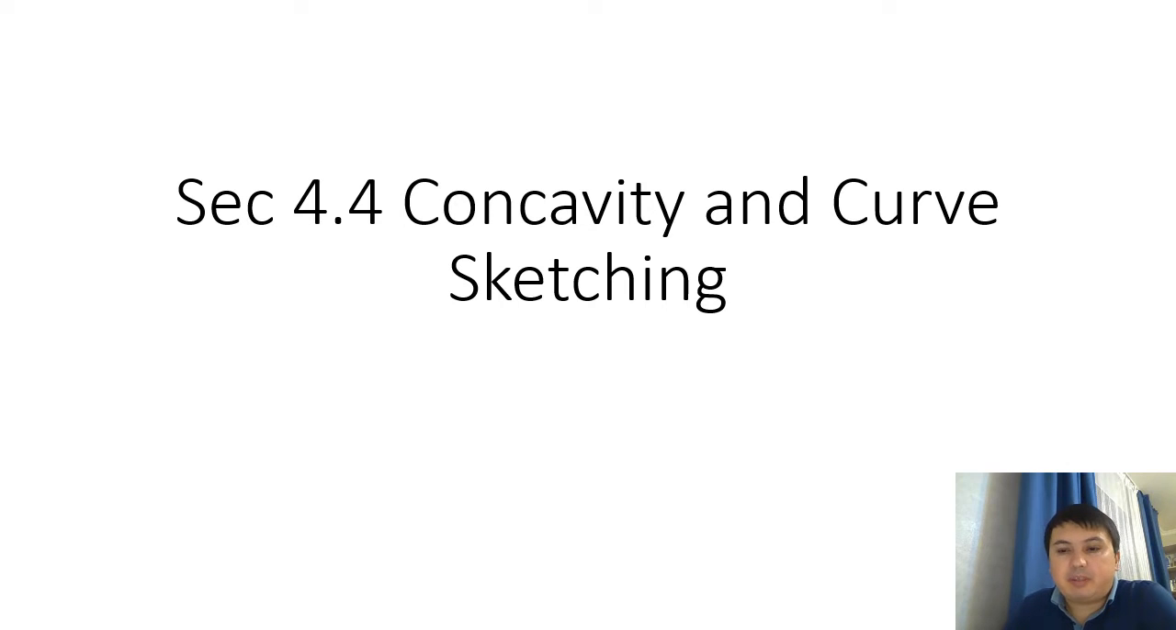Hey guys, if I want to sketch a graph of a function as accurately as possible, what do I need? Well, I might need end behavior, right? So what happens as x goes to plus or minus infinity, whether there are horizontal asymptotes, etc. I also may wonder whether I have vertical asymptotes, right? I may want to know what the domain and the range of the function are, etc.